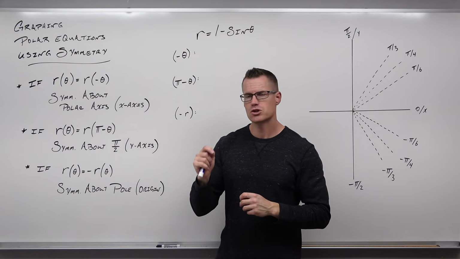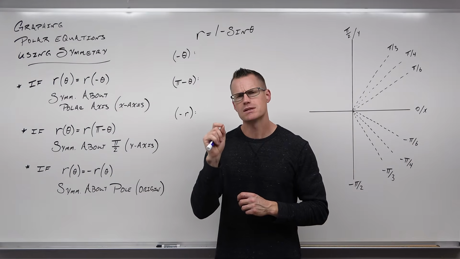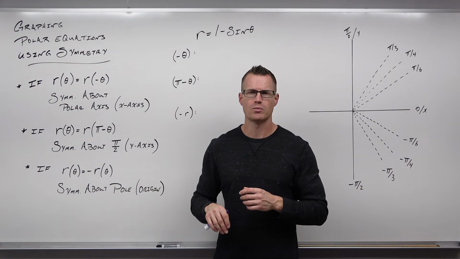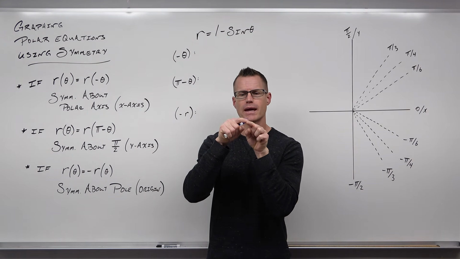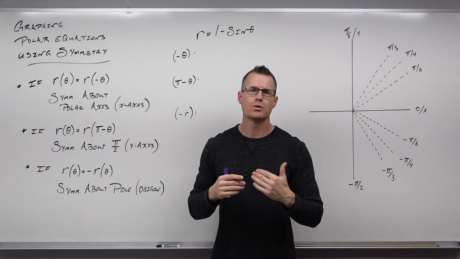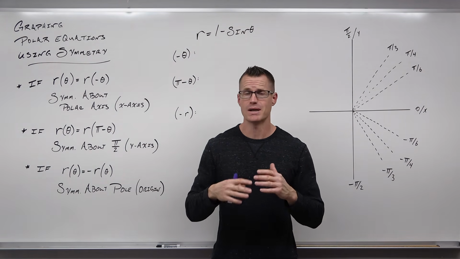Lastly, if you change just the sign of your r, and it gives you the same exact equation as what you started with, then you're symmetric about the pole. Why? Because if your pole's here and r and negative r give you the same exact result, you're going to be symmetric about that pole. It's going to mirror image across that. 180 degrees would be identical.